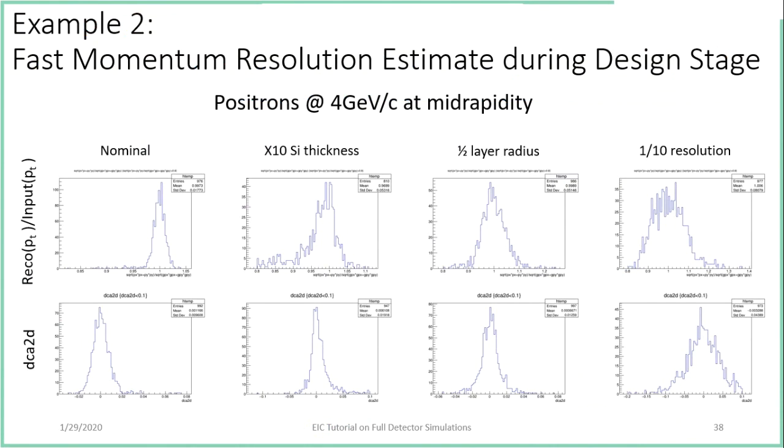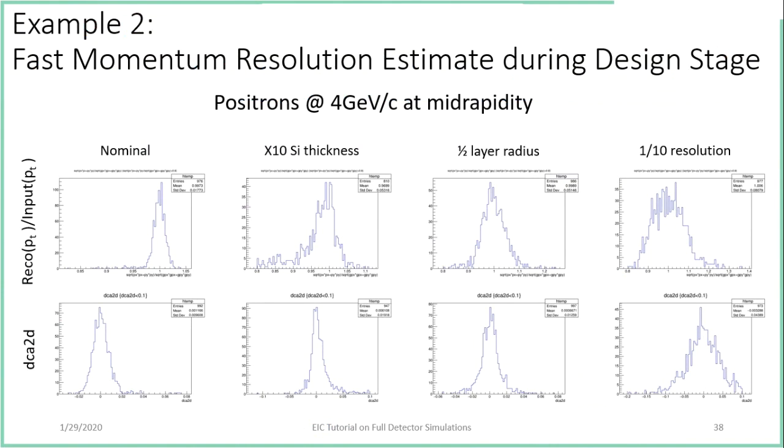Now I can go into the Kalman filter and I can mess up that resolution. So basically take a tenth of the resolution they have, or a factor of 10 worse in granularity. And again, you can see what kind of impact this has on the momentum resolution and on the distance to closest approach.